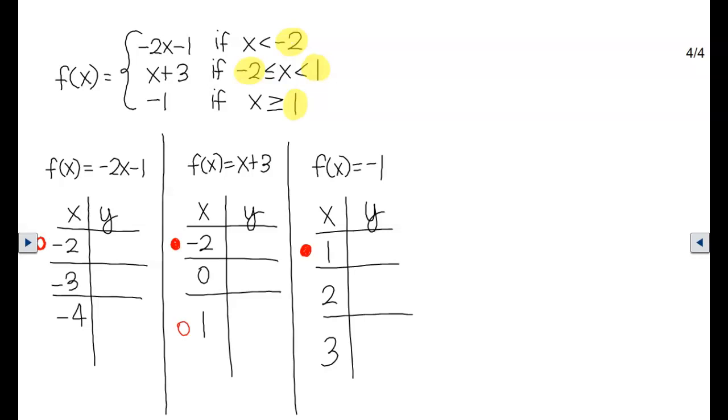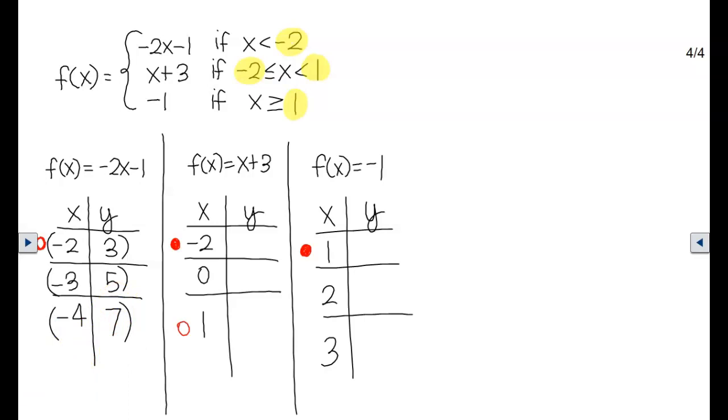Let's input, output. So we're going to input -2 for this x. -2 times -2 would be +4, and +4 minus 1 is 3. Input -3. -2 times -3 is +6, minus 1 is 5. Input -4. -2 times -4 is 8. 8 minus 1 is 7. So I have now 3 ordered pairs that will help me graph that function rule.